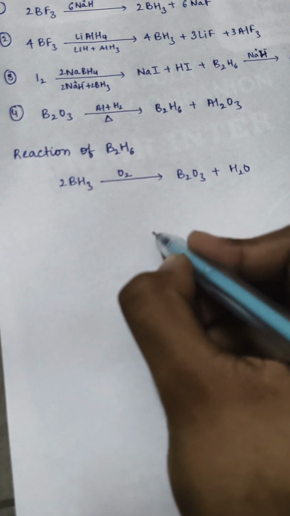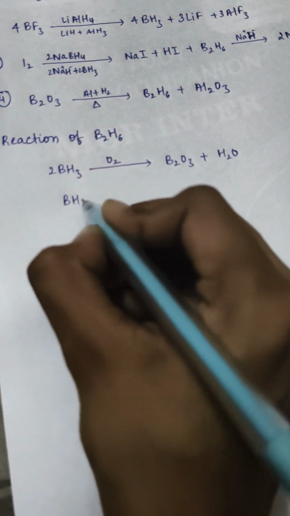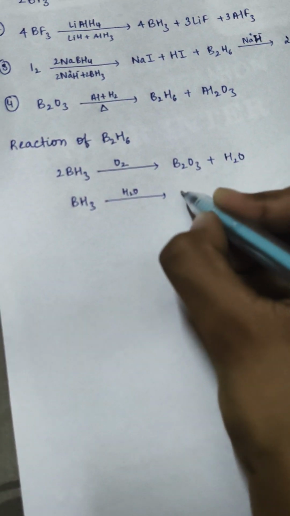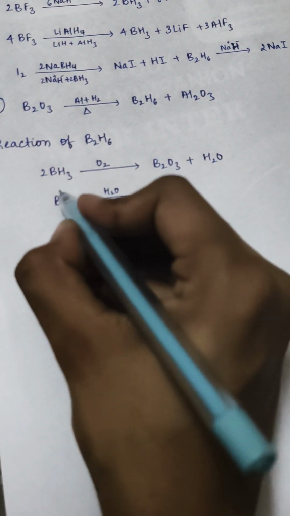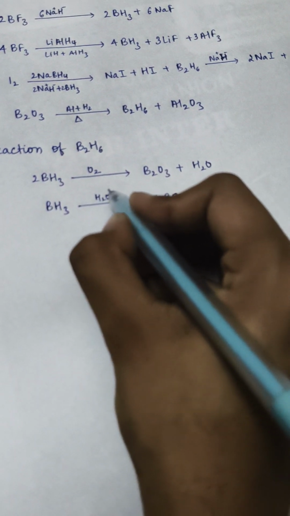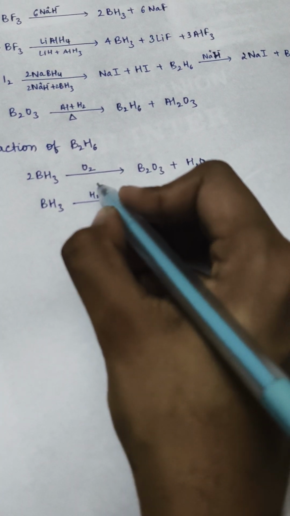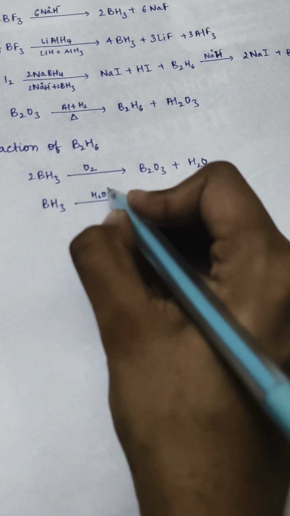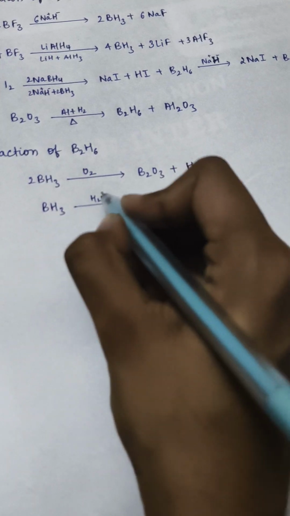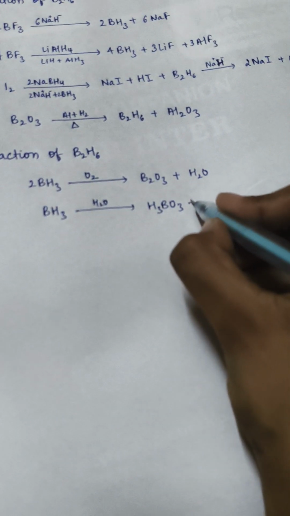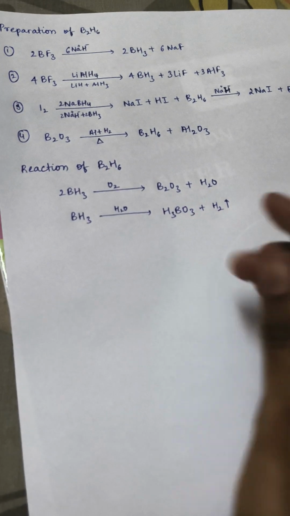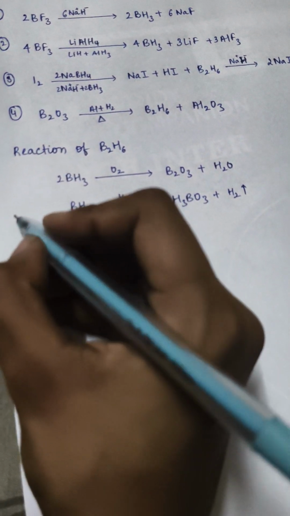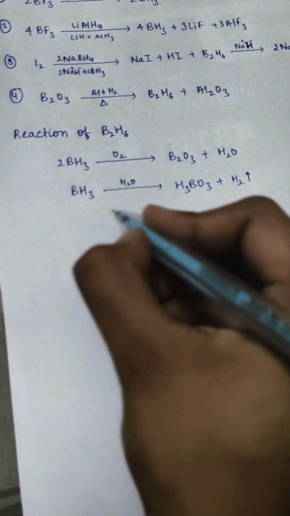Then we have BH3 with H2O. We know that this gives H3BO3. If you see B is plus 3, and water will become OH minus and H plus. So this OH minus will attack here and H–H will form, and this will release H2 gas. Then we have nucleophilic attack on B.